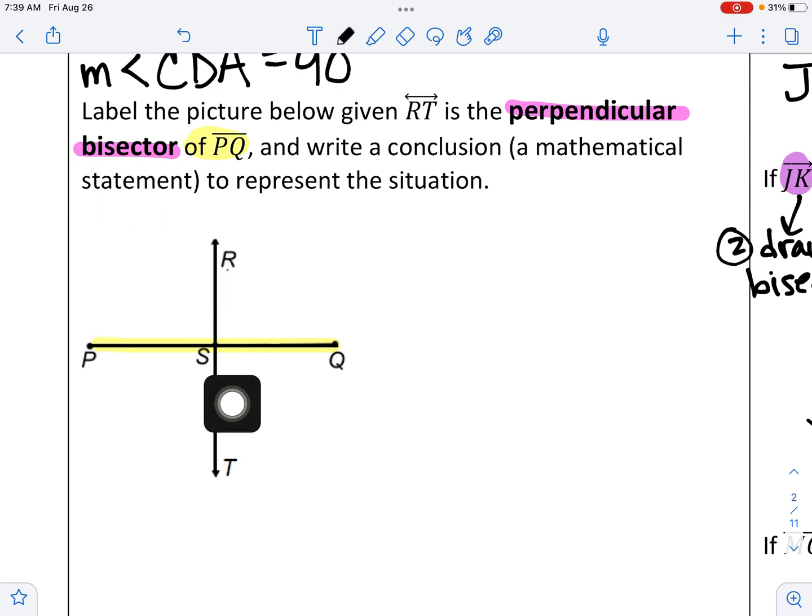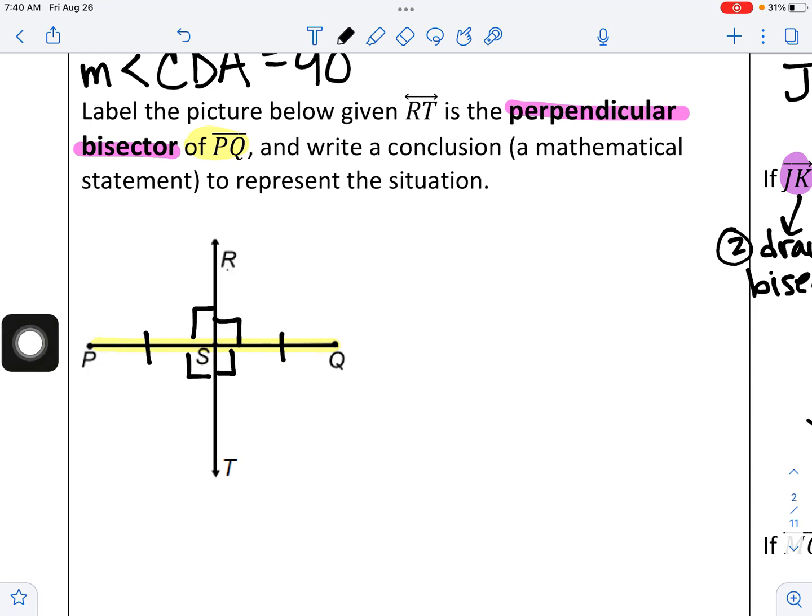Because RT is the perpendicular bisector of PQ, the first thing I know is I have a right angle. Not only do I have a right angle here in that top right corner, but every other angle here is also a right angle. The other thing I know is that because it's the perpendicular bisector, segment PQ, the segment that got bisected, has been split into two congruent segments.